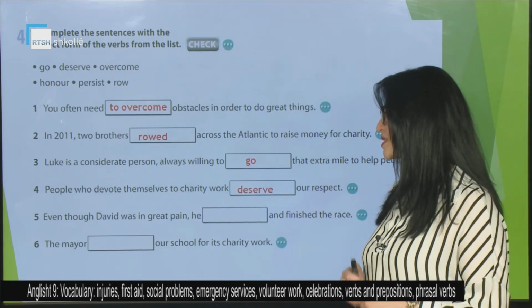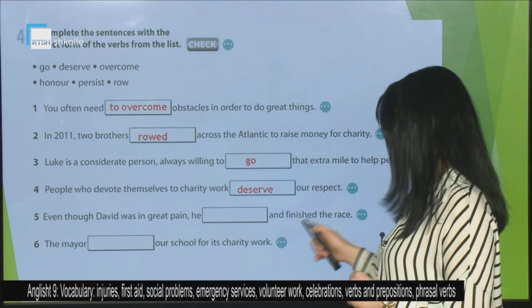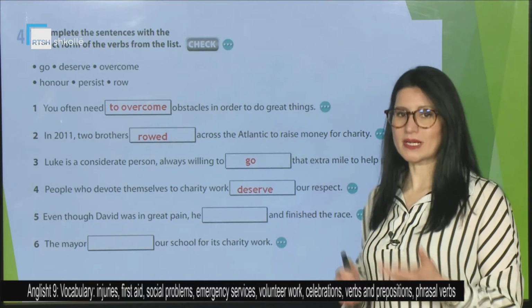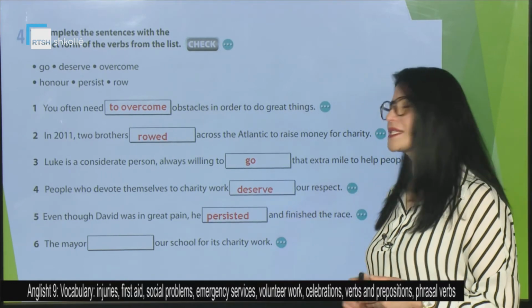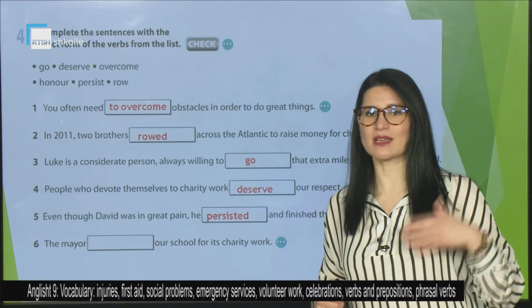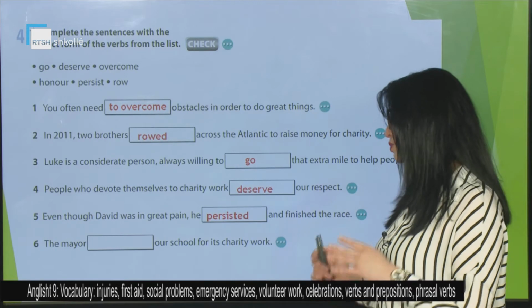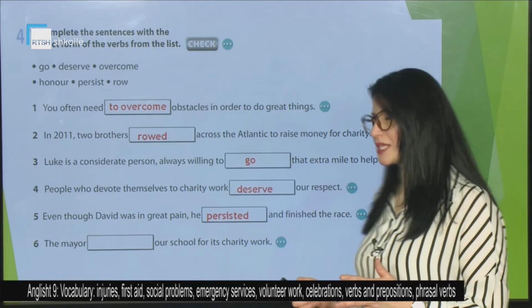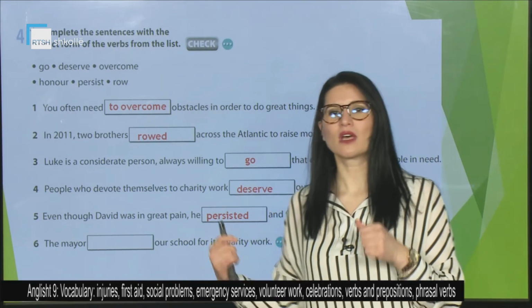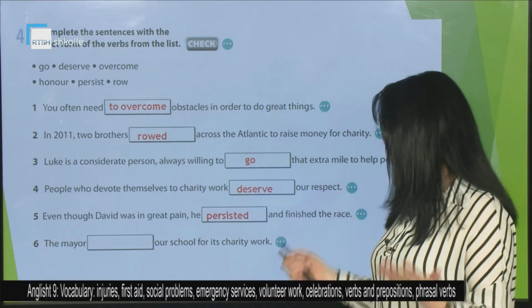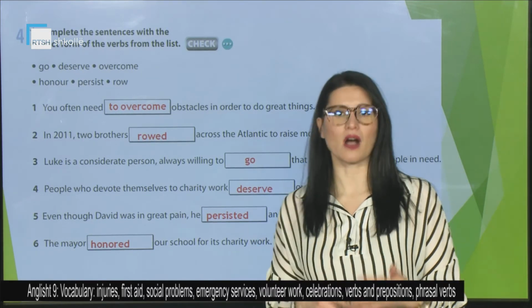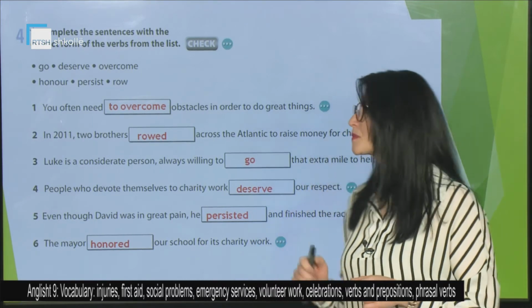Even though David was in great pain, he persisted and finished the race. So what is the best word here? And of course it is persisted. He tried, he kept trying, doing something. The mayor honored our school for its charity work, which means showed great respect for the school for this charity work. And the correct word is honored in the past simple.